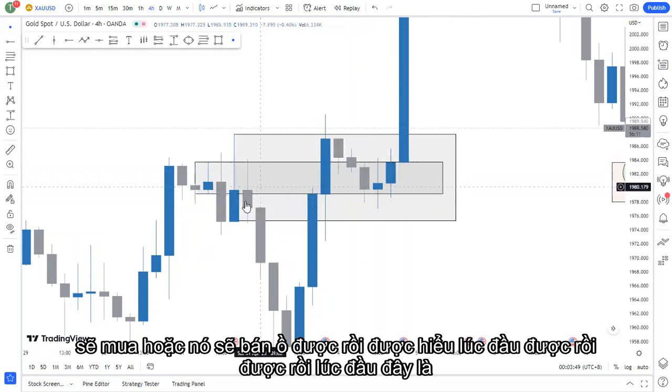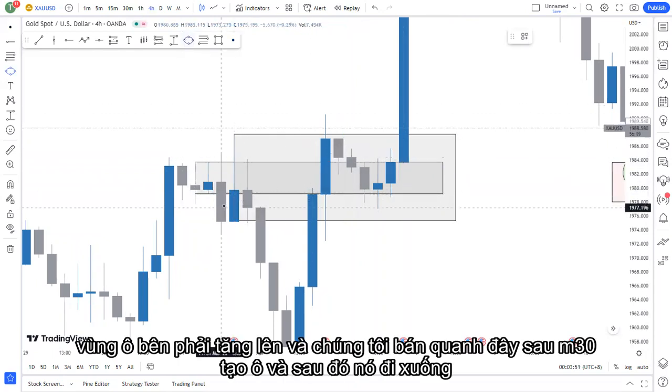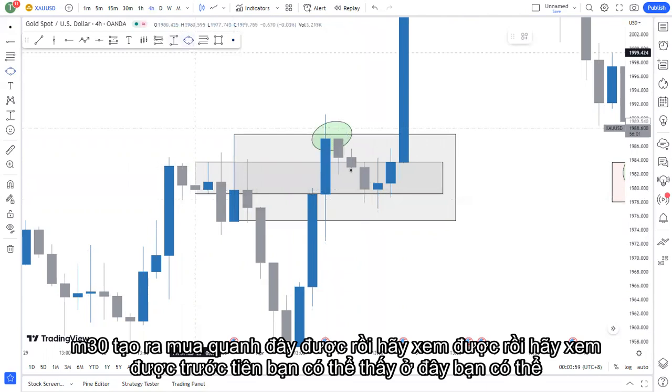At first, this is the sell zone, right? It goes up and we sell around here after M30 creates sell. And then it went down, and M30 creates buy around here. Okay, let's see.